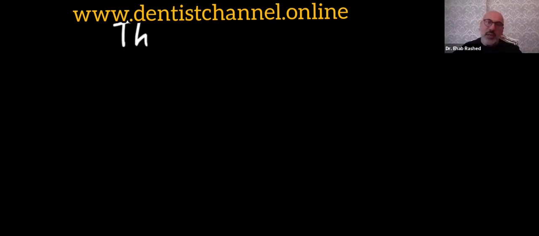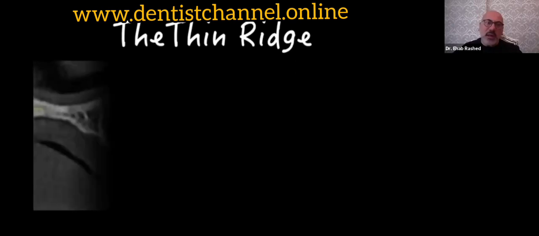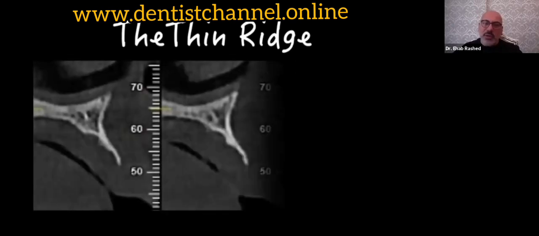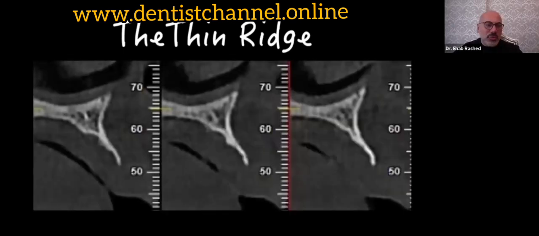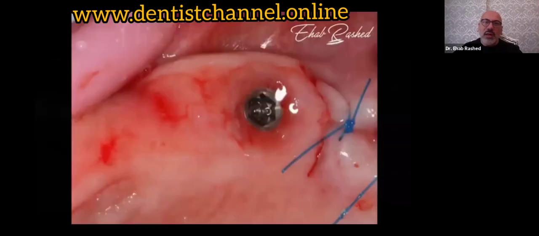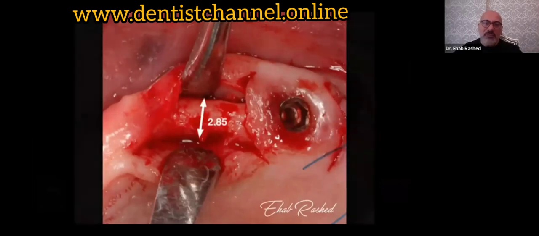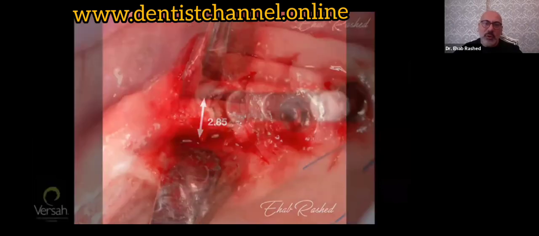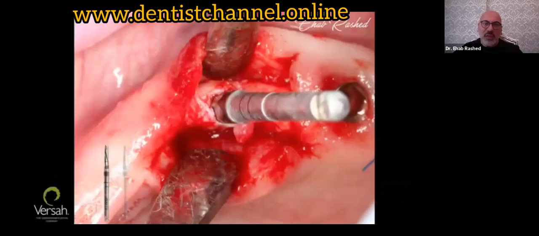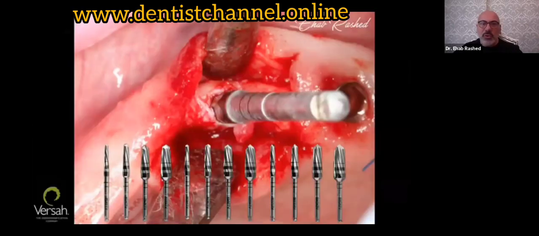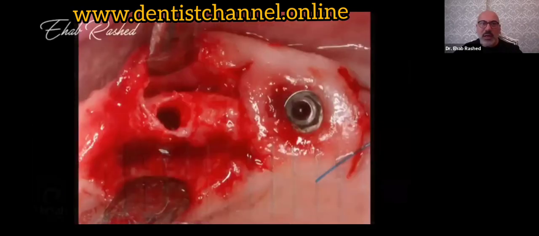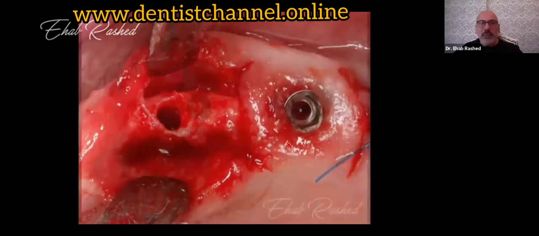If you look here at the case of this very thin ridge, this thin ridge can be compressed. And when you compress the ridge, you don't have to remove all the bone. You see the bone here is very thin, and if I use a normal drill, it will waste all the bone. I will have nothing left. So this is the way that I compress or densify the bone with the burs. And then you can place your implant in vital bone surrounded all the way.